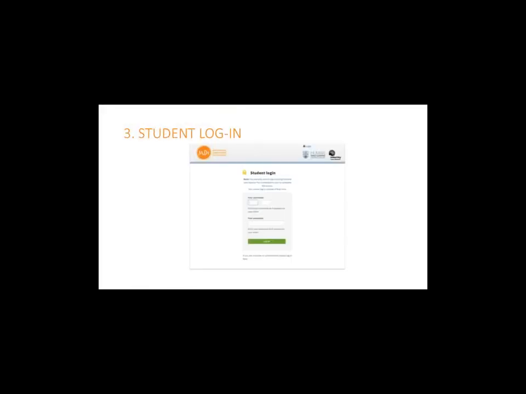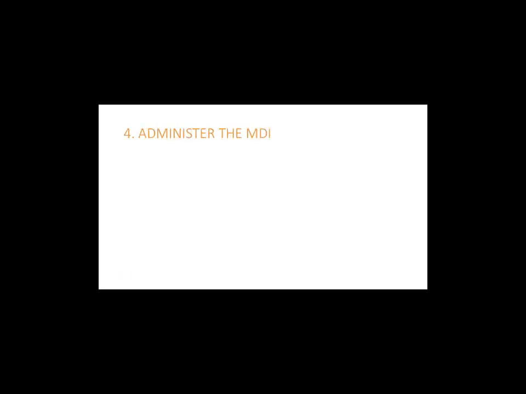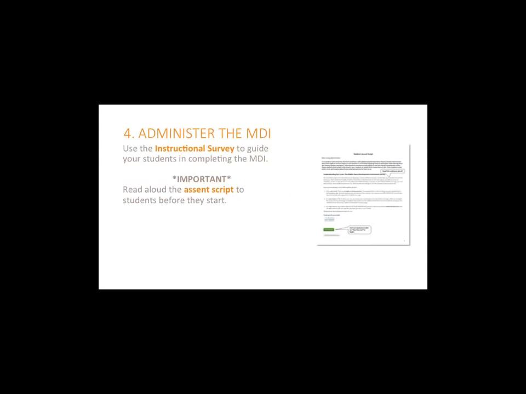Finally, direct students to the login page. It's the same website, www.mdi.ubc.ca, and they click the student button and enter the login information from the strips that you distributed. The instructional survey is what you will use to guide your students along completing the survey. You can also project the survey if you're in a computer lab through that online preview survey button. We've seen some teachers do that, and it works well. The most important piece is to read aloud the assent script, which is the first thing that students see when they log in, and it's that first welcome assent script in the instructional survey.